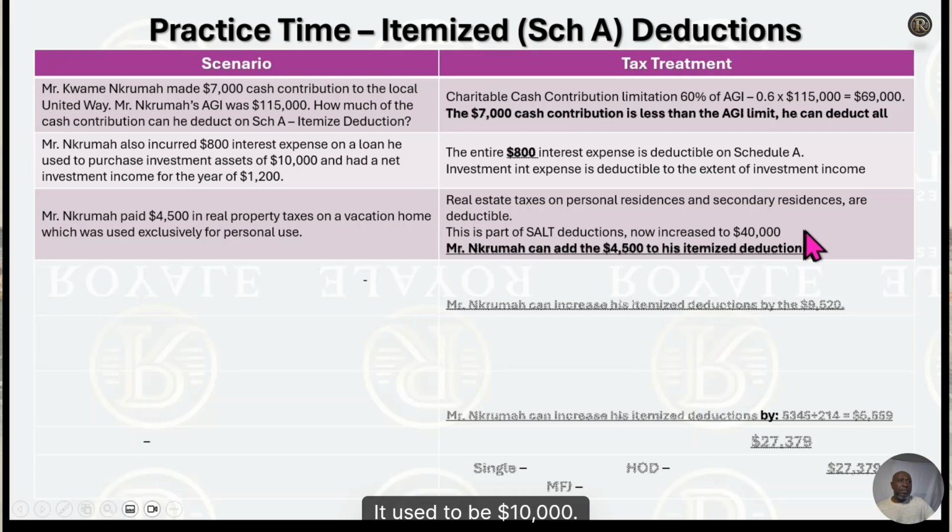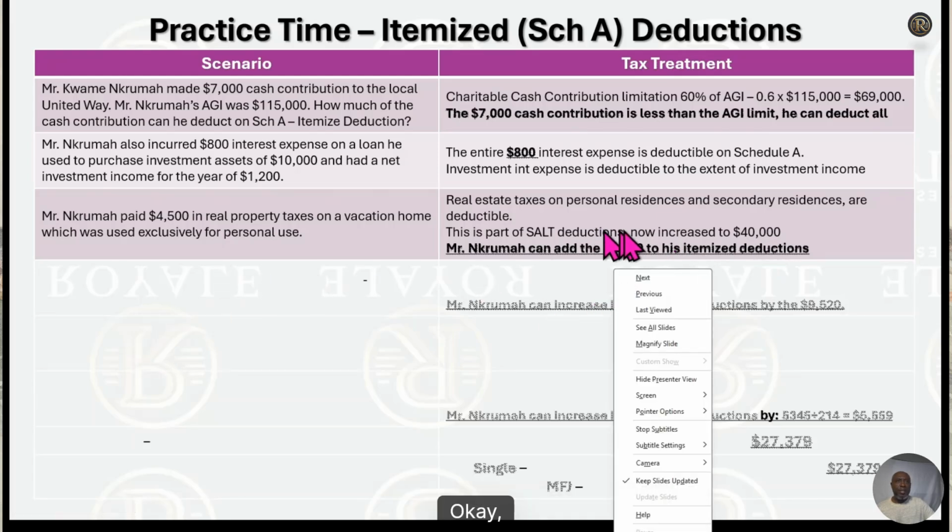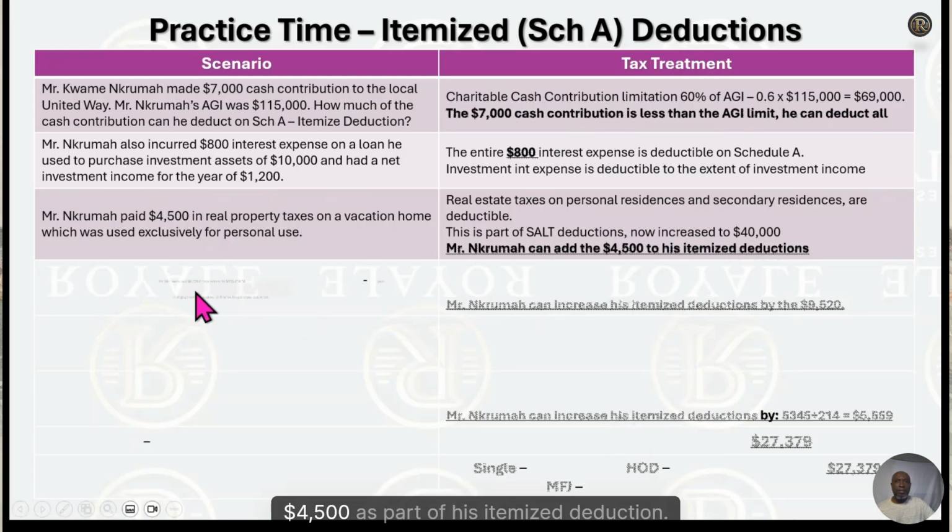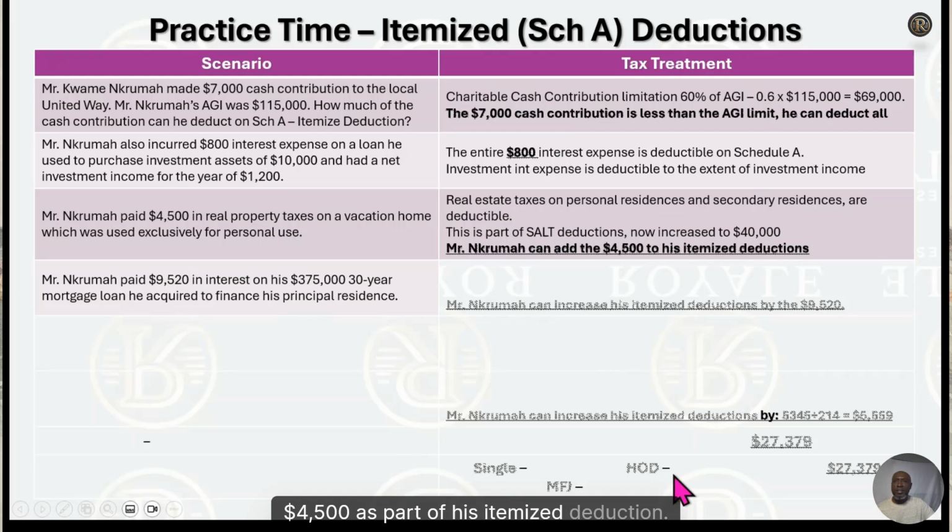It used to be $10,000. It's just been increased to $40,000. So he's going to now start counting. There's $4,500. It goes towards these two, but it's also going to be limited by $40,000. There are other things that would be part of it. Okay, so he can also include $4,500 as part of his itemized deduction.